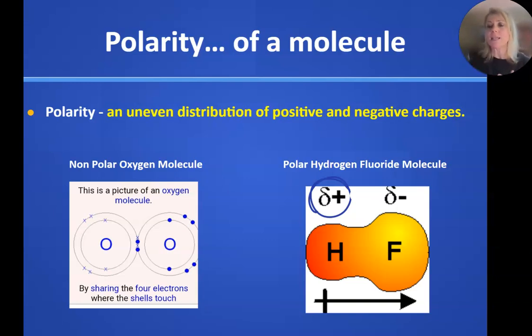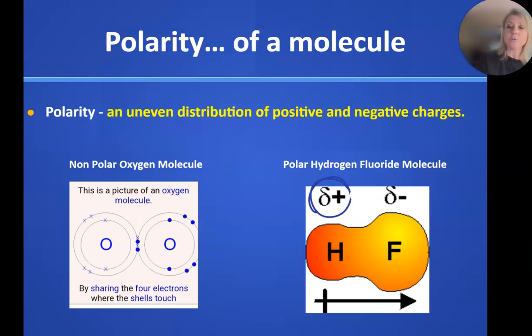hydrogen is not donating its electrons to fluorine. If it were, then hydrogen would be positive and fluorine would be negative, just like in an ionic compound. But that's not what's happening. Hydrogen isn't donating its electron, it's just letting fluorine borrow it for a little bit. So that's why we say that it has a partial positive charge.